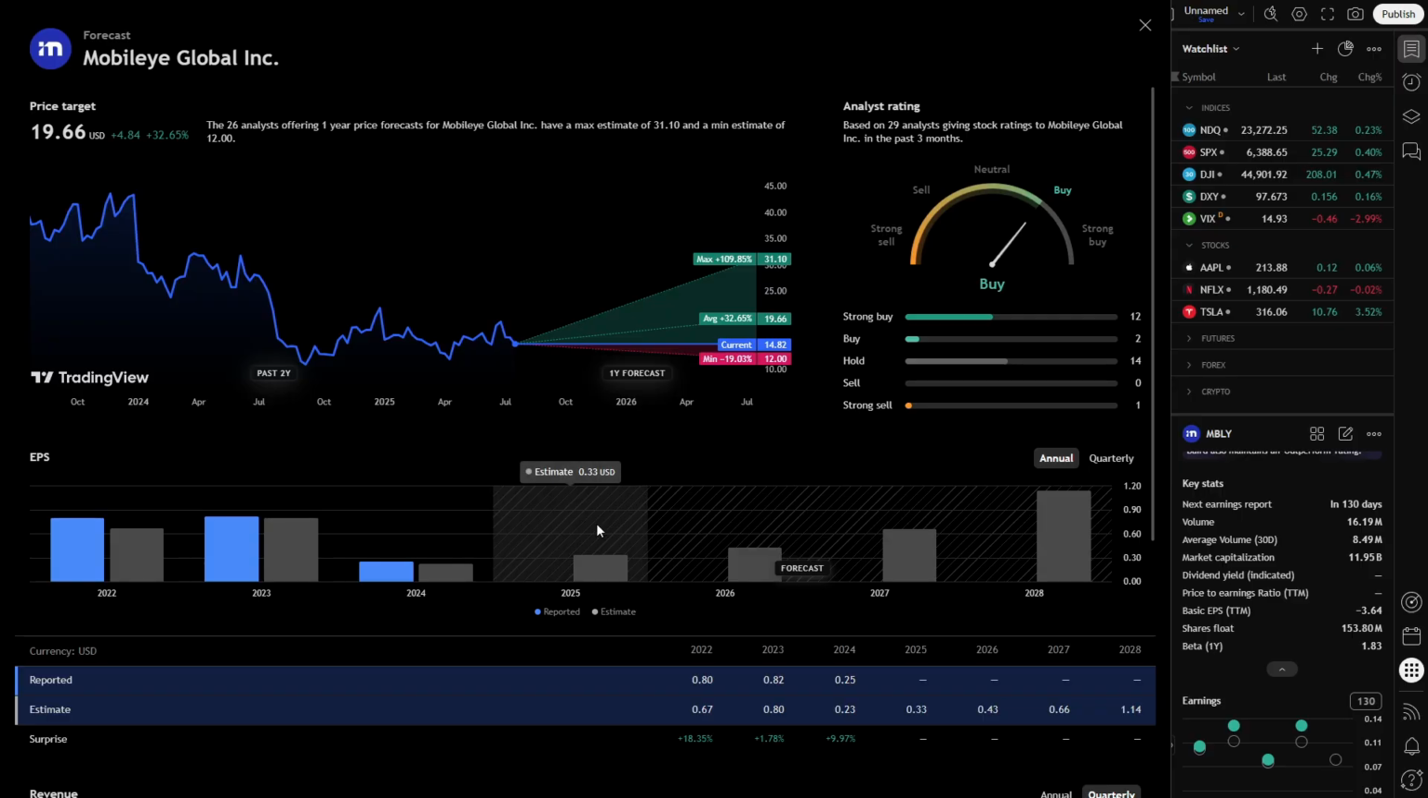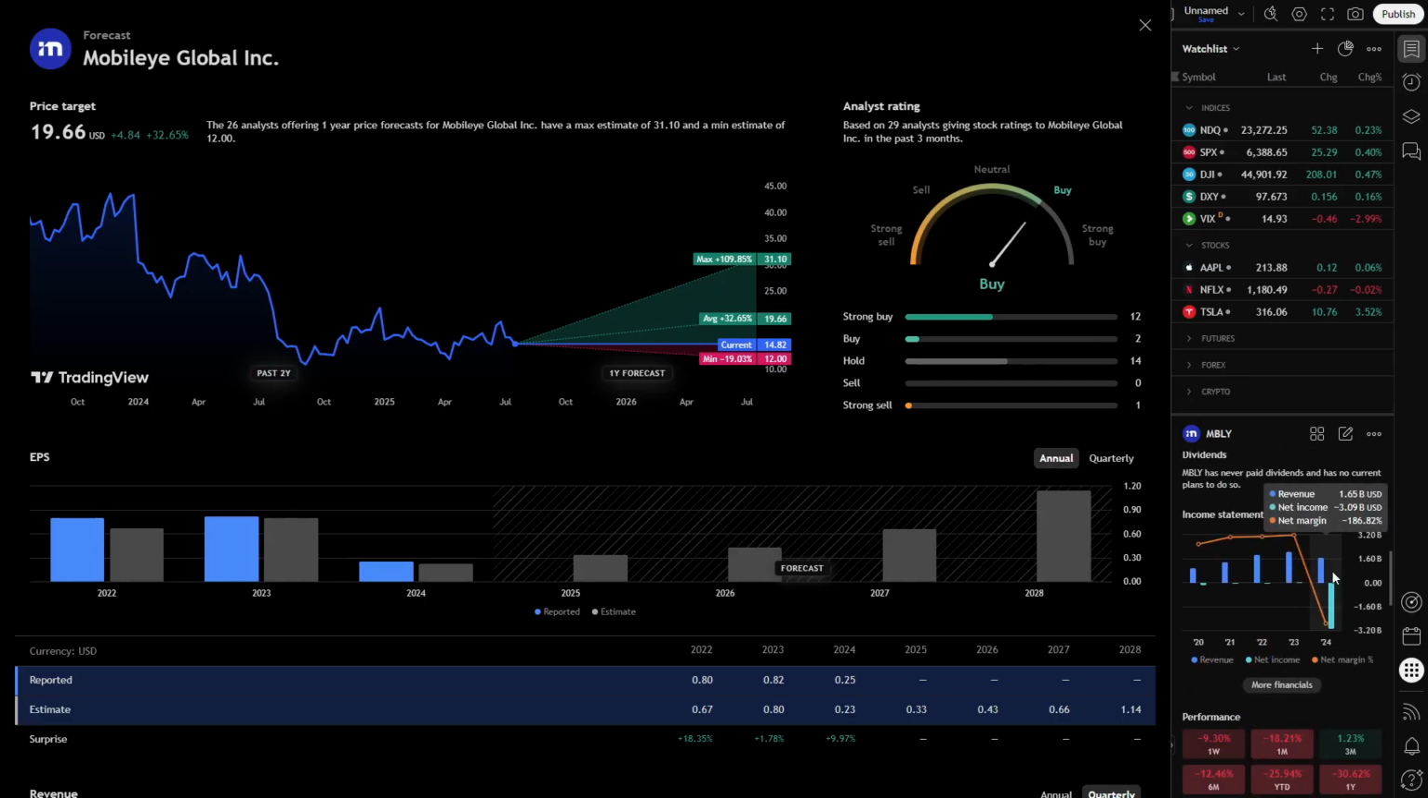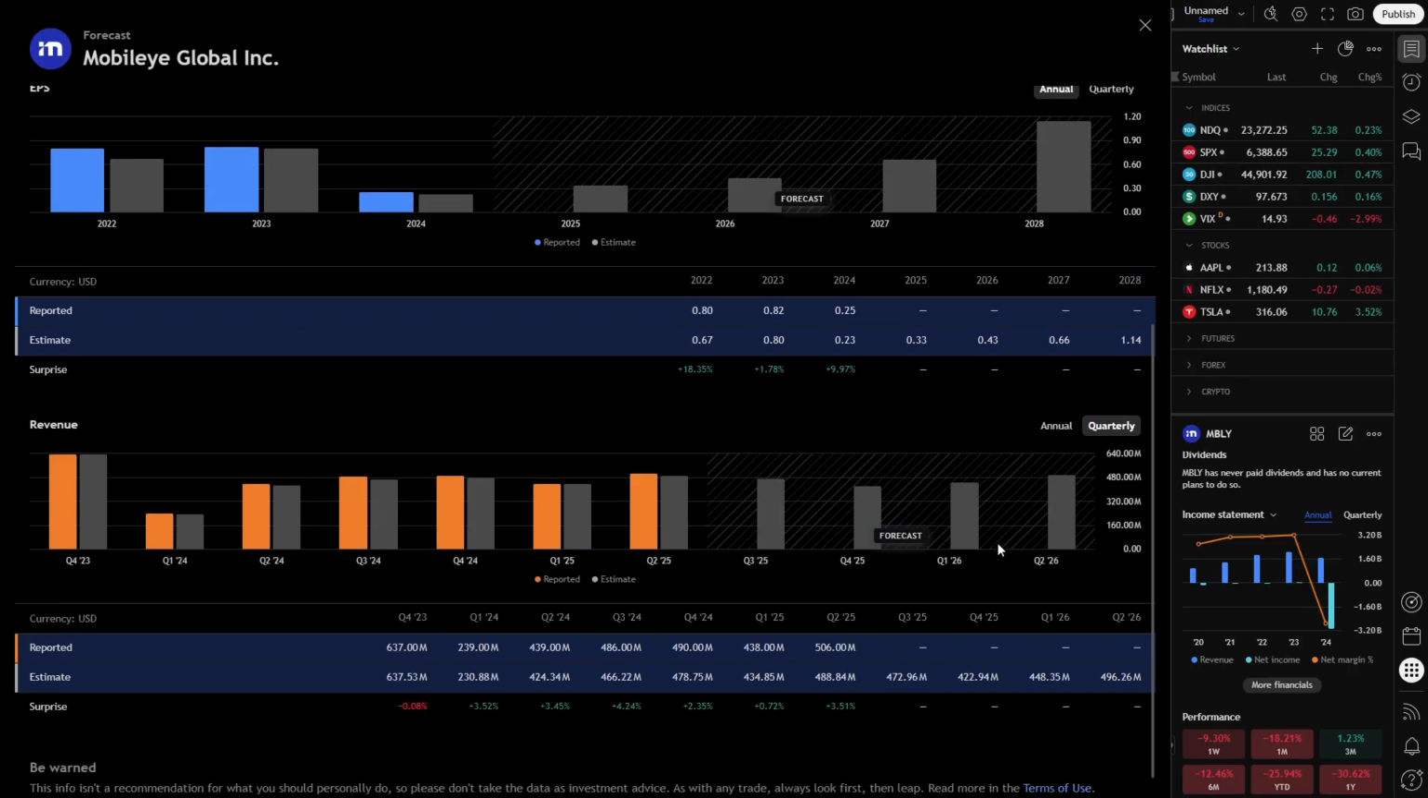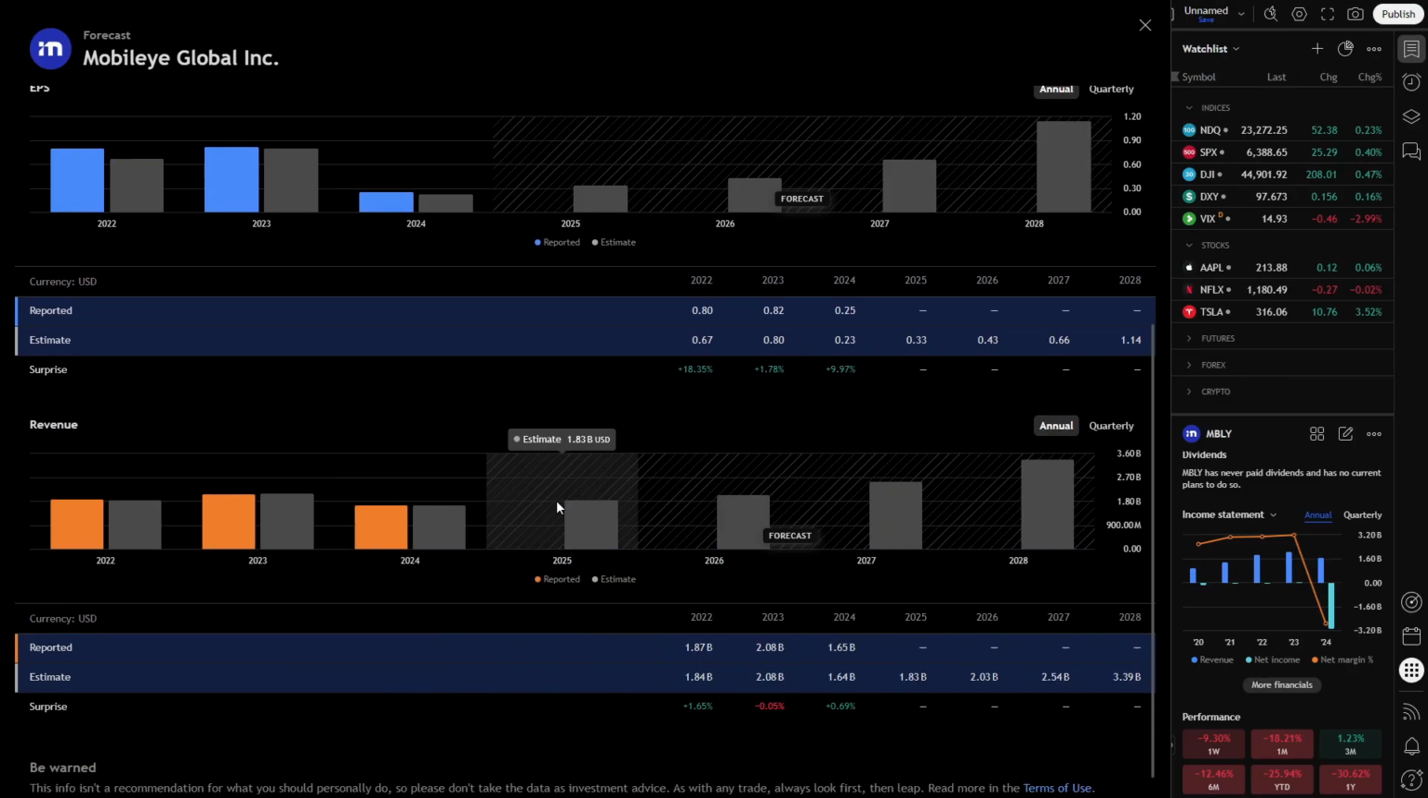The annual earnings, as you can see, they're estimated to have positive EPS this year. They were also estimated to do that last year, and as you can see, it's increasing more and more, and hopefully we can see some years where they're actually making a positive net income. Now, annual revenue here, as you can see, they're estimating guiding higher and higher and higher. And in 2028, they're estimating 3.39 billion, which is nice to see.